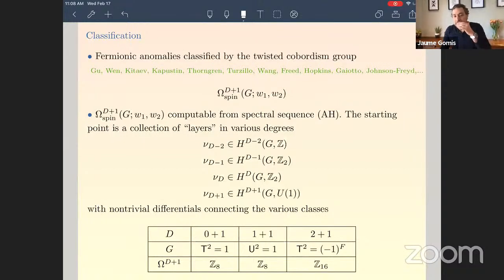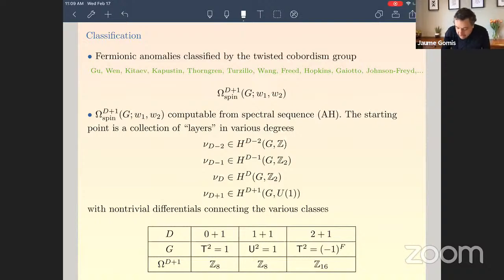The idea is the following: you start with the naive answer that you would have guessed if you don't know any better, which is the group cohomology in d+1 dimensions. This would naively classify the SPT phases in d+1 dimensions. And then there are corrections that come at lower degrees, with various coefficients. You see that here it's valued in Z2, here in Z2, Z2, and Z. The spectral sequence is a machine that essentially allows you to compute the twisted cobordism group given this data, and after a lot of work, it spits out the classification of the anomalies for a given symmetry.